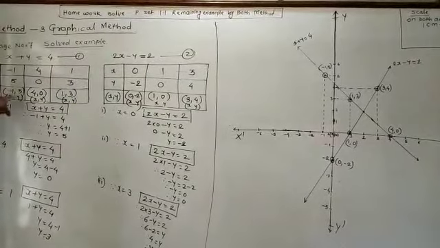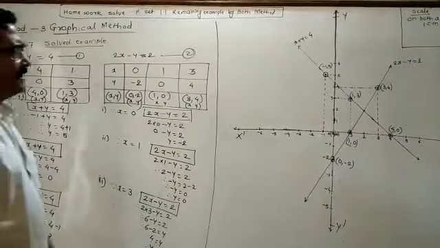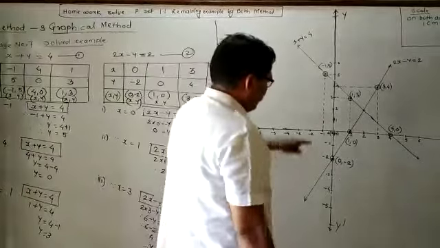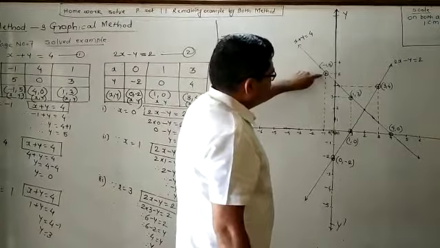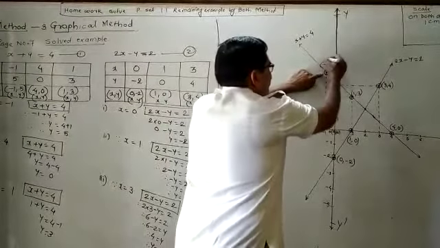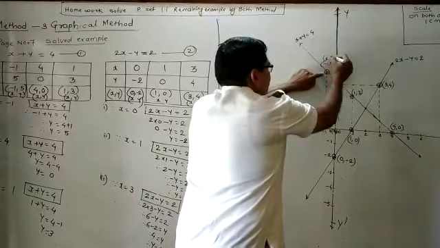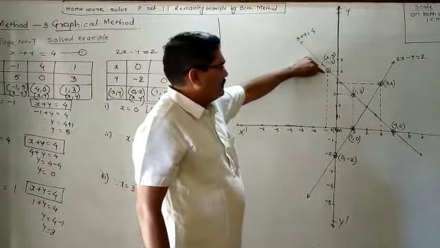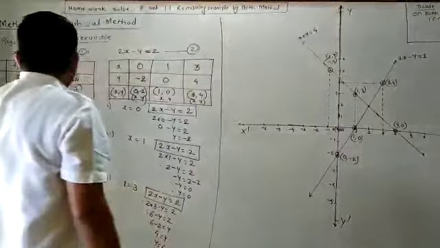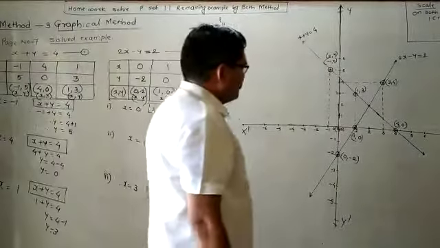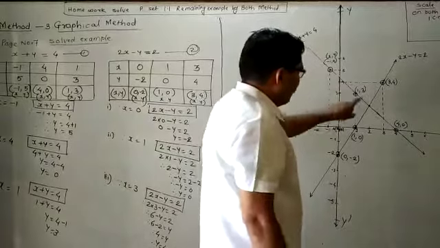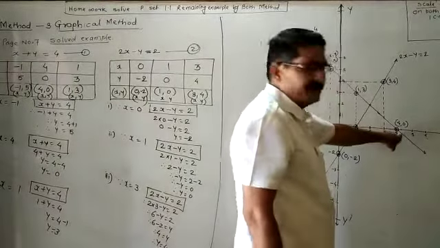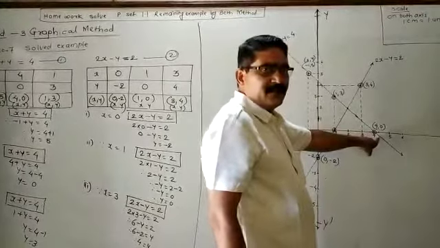First coordinate is minus 1, 5. For the x-axis, minus 1 and y-axis 5. This point is minus 1, 5. This is the point. You have to plot the point by a dotted line like this. Second point is 4, 0, x-axis 4 and y-axis 0. 4, 0 will come here. This is the second point.